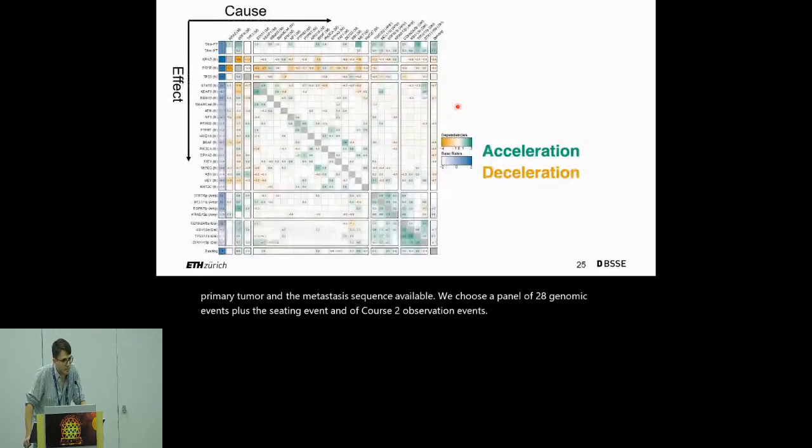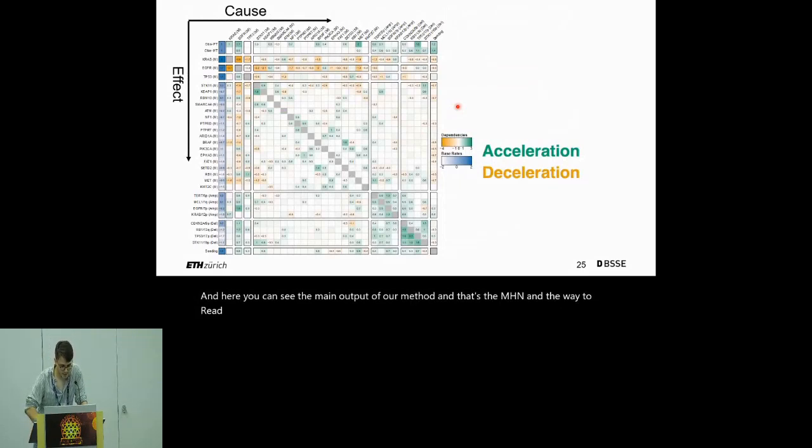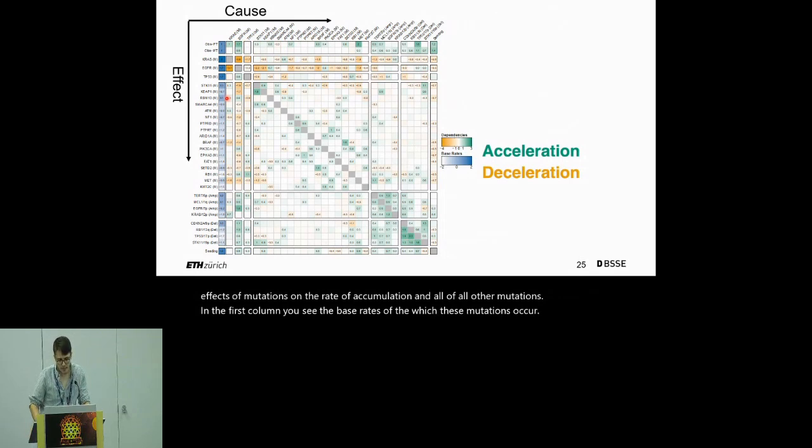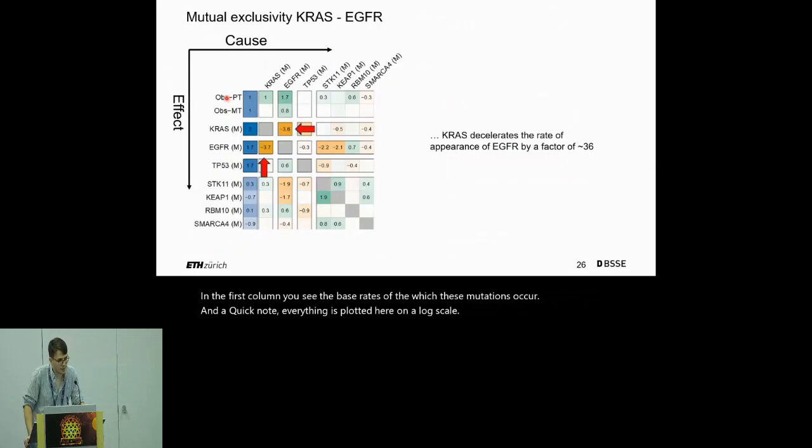And here you can see the main output of our method, and that's the MHN. The way to read it is as follows. Here in the rows, you see the causes, so mutations, for example, and in the columns, you see the effects of these causes on all other events, meaning those are the effects of mutations on the rate of accumulation of all other mutations. In the first column, you see the base rates with which these mutations occur. And a quick note, everything is plotted here on a log scale. So let's zoom in a bit to discuss it further.